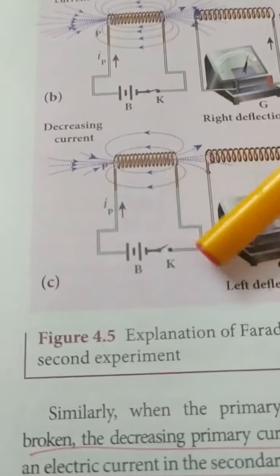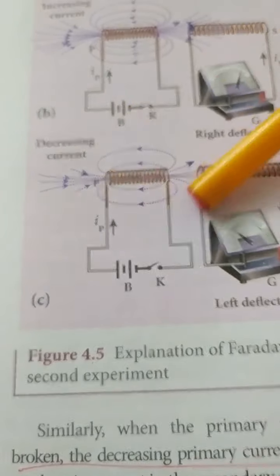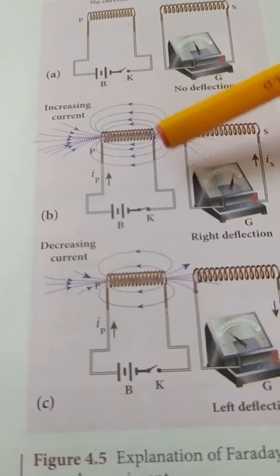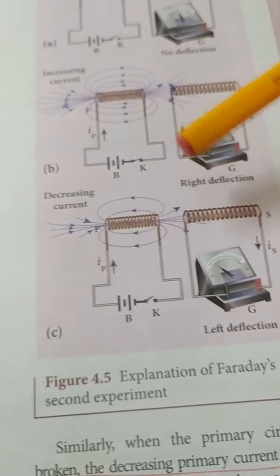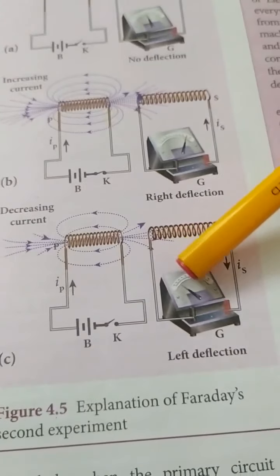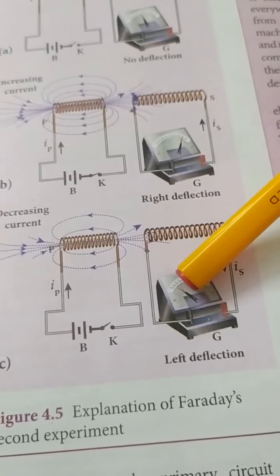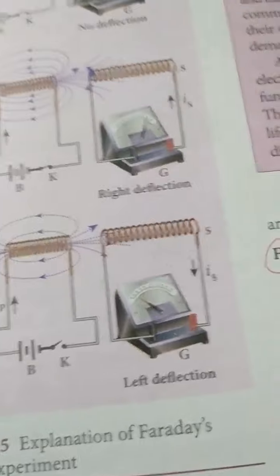And when the key is opened, the current decreases, and so the flux decreases, because here you see the number of lines is more, here the number of lines is less, which shows the current decreasing. So the deflection will be in the opposite direction, but it shows a very small reading. This is the explanation of the second experiment.